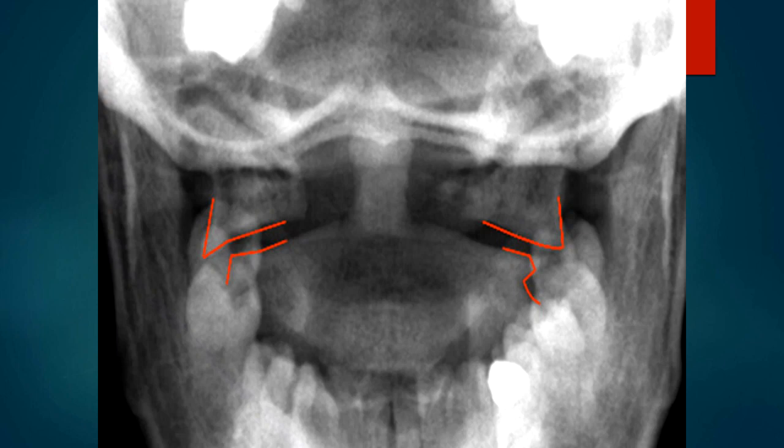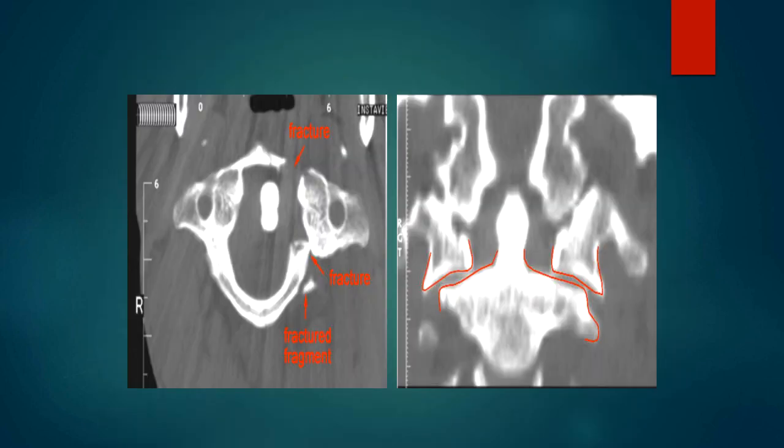But you can see here that these don't match where they're supposed to. These should be lined up. These are sticking out. Again, on CT, here's the fracture. This should make a nice ring. It obviously does not. And again, these are sticking out past where they should be. These should be lined up.